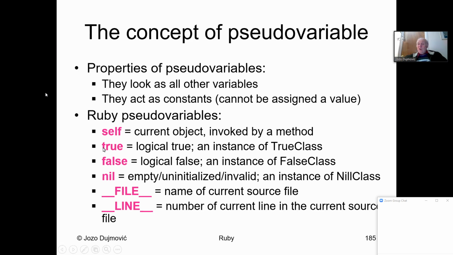True and false also look like variables. You ask whether some expression equals false, for example, and you use this false. But false is a variable that has a constant value, which is again false and belongs to the false class. Nil is empty or uninitialized or invalid. So this is something that belongs to the nil class. File and line are in the same category of pseudo variables.